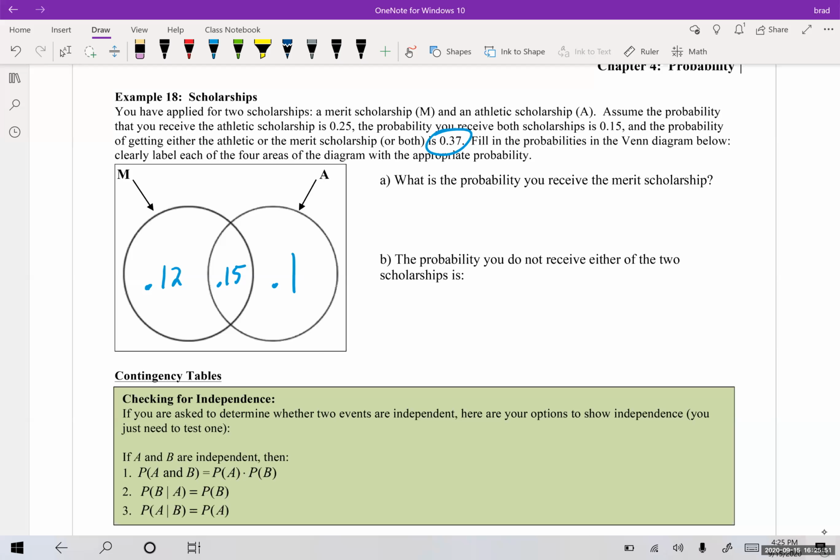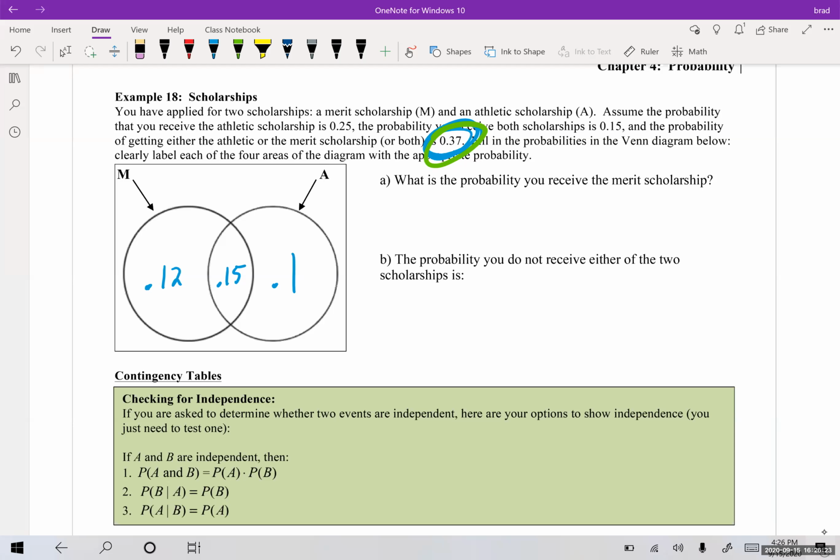That means this section combined is 0.25. So what's the leftover if we get 0.37? The whole thing, all the circles combined, have to add up to 0.37. But I already have 0.25 for that section. That means this little section here has to be the leftovers to get to 0.37. So that's where I got my 0.12. So 0.12, 0.15, and 0.1.